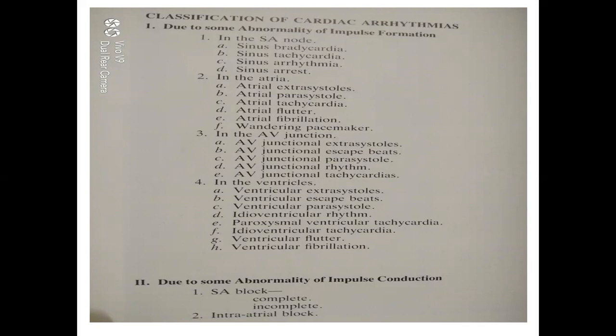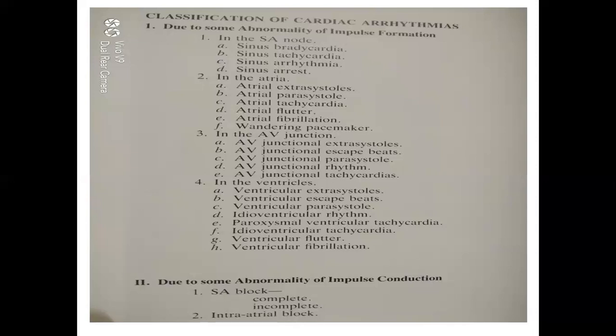Sir, if there is an AV junctional extrasystole, what will be the position of P? Will it be at a particular space, or absent? There will be an extra P if it is coming from the SA node. If it is from the AV node, there will be no P. What about the PR interval? P wave will not be there.